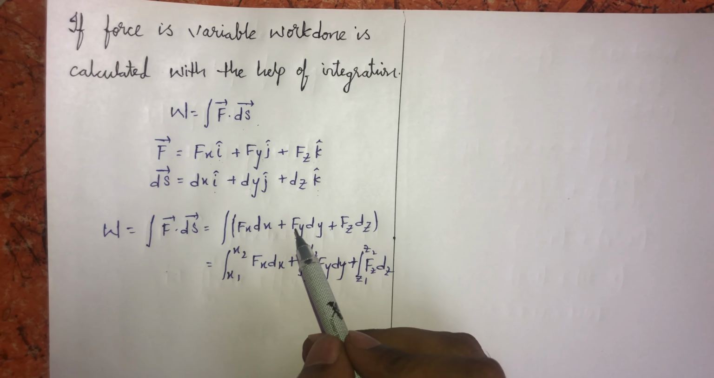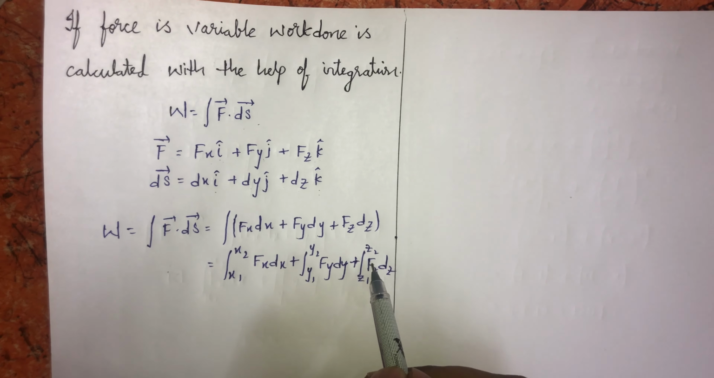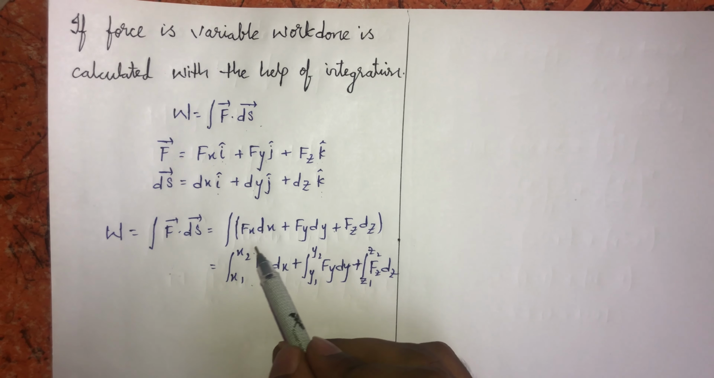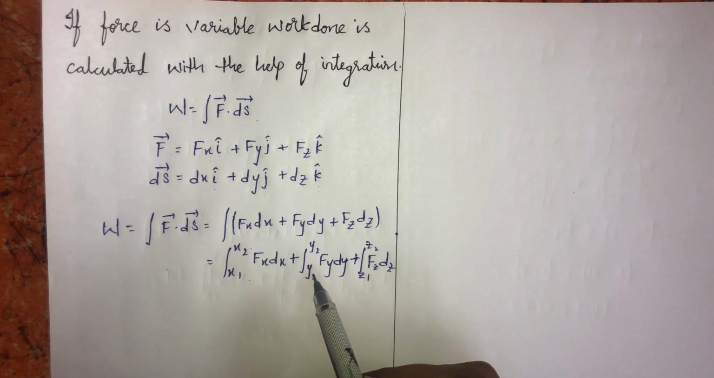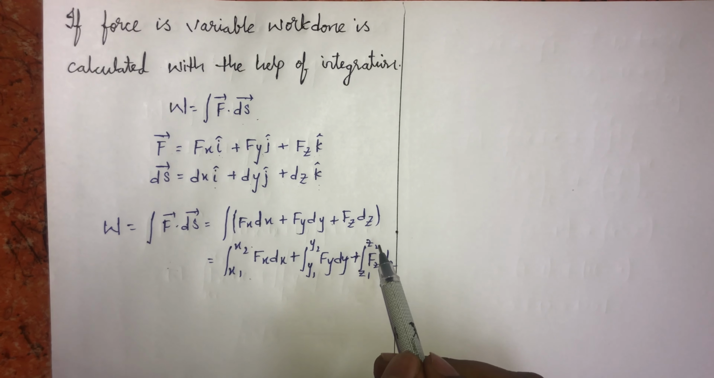Now let us take the coordinates related to the x-axis, y-axis and z-axis. Related to the x-axis, coordinates are taken from x1 to x2. Related to the y-axis, coordinates are taken from y1 to y2. Related to the z-axis, coordinates are taken from z1 to z2.